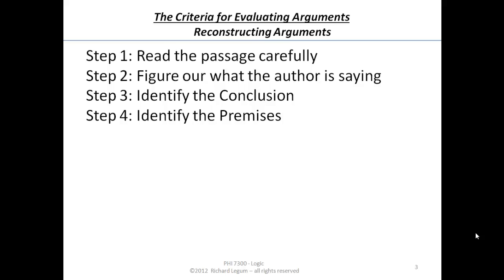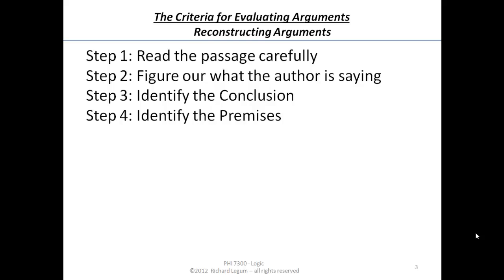Now, having identified the conclusion, you're going to go back and try to figure out what are the reasons that the author is citing for this particular conclusion. And this is a process that you might be going back and forth about, because after you get your reconstruction and you look at it, you might say, gee, I don't think this is really what he wants to do. He has a better argument. But we'll come back to that later.